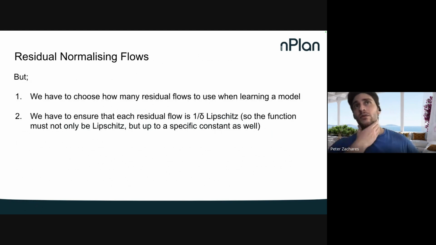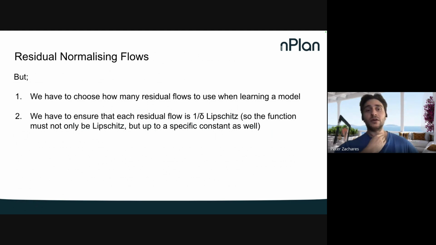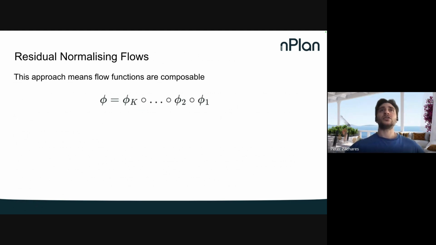Okay, but residual normalizing flow networks aren't perfect. One thing is that, as you can imagine, as you add more normalizing flow networks onto the model, so more of these phi subscript some integer networks, the more expressive it gets. But then the question is how many do you add? Because the more you add, the bigger the model is, the more data hungry it is, and the longer it takes to compute, all of these things.